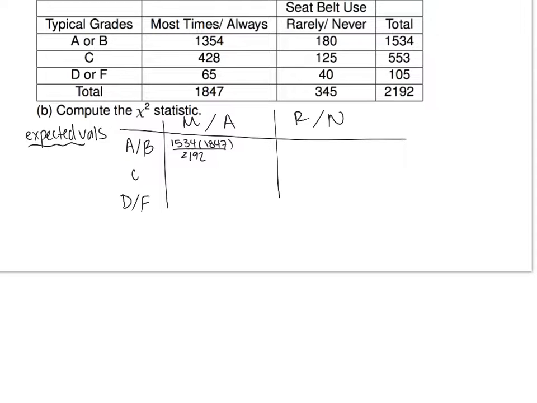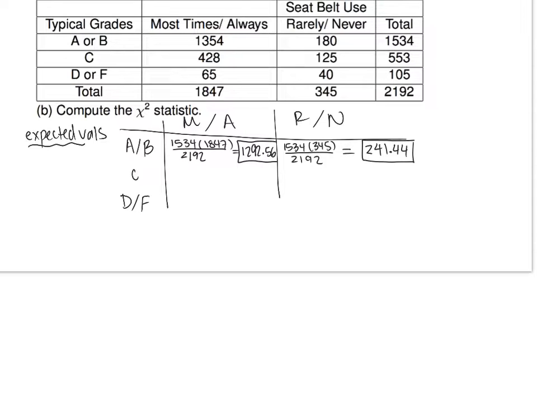Okay. I got 1,292.56. How about the next one over? How about the ABs and the not wearing their seatbelts? 1534 times 345 over 2192. And for that one, I got 241.44. Based on how you round, these numbers might not add up exactly to the other totals, but they should come close. Does that make sense?